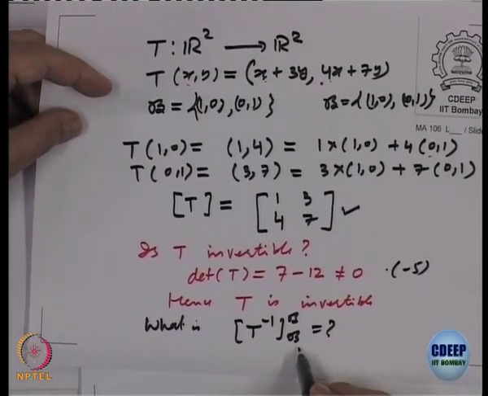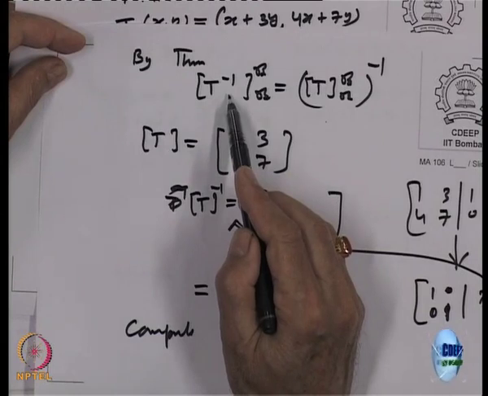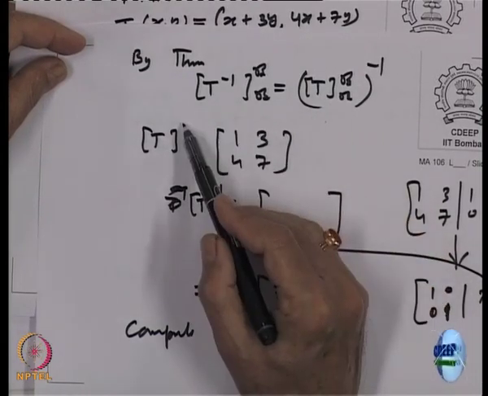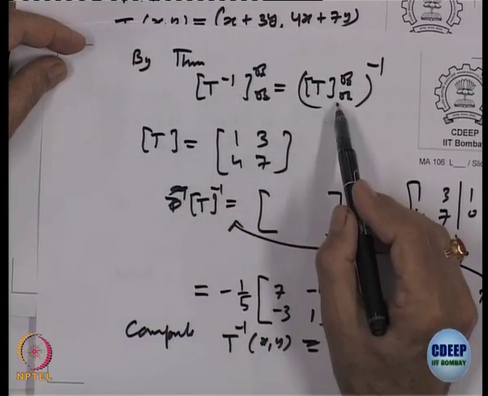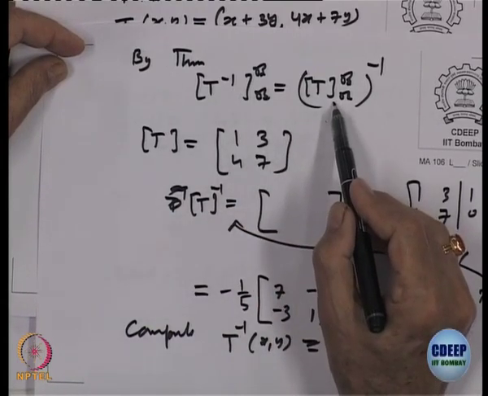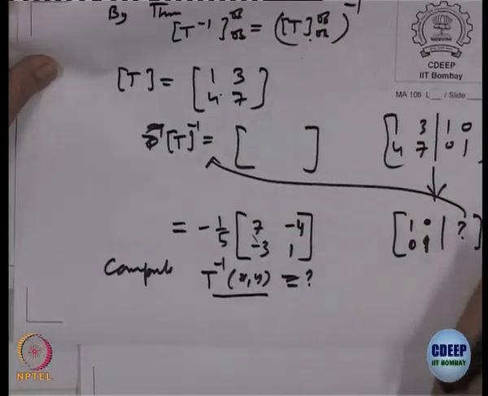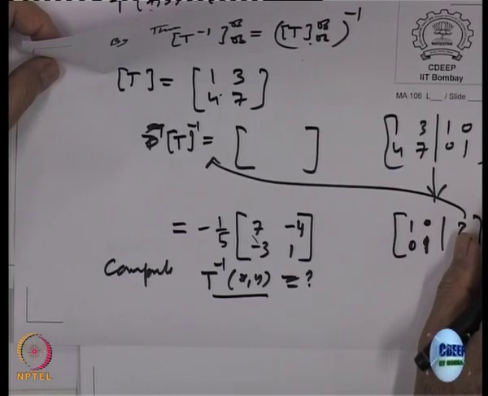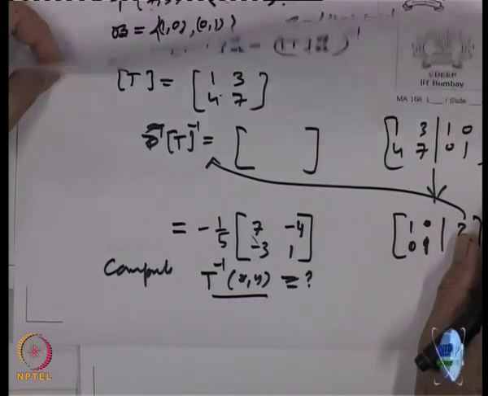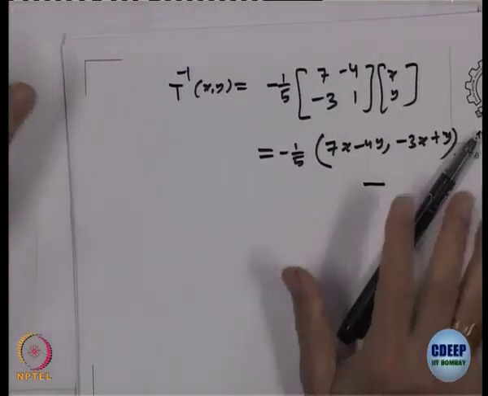For the matrix of the inverse, we use the formula from the theorem, that the matrix of the inverse is the inverse of the original matrix. So, given this we found the inverse, and now using this I can find the expression for the linear transformation T inverse. So, that we found out. Is it clear to everybody?